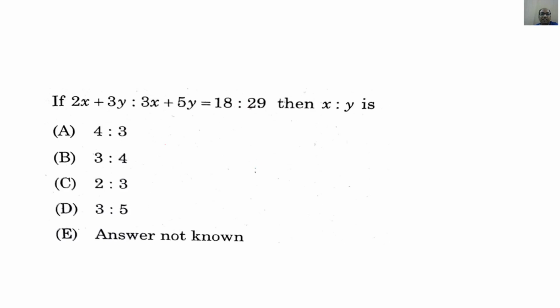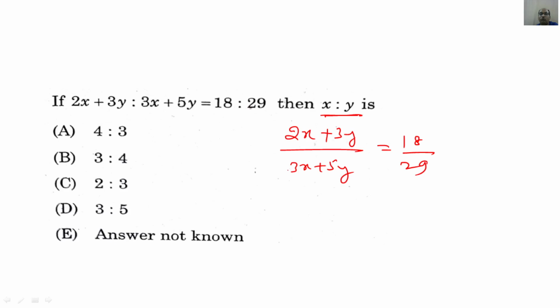Now if 2x plus 3y is to 3x plus 5y is equal to 18 is to 29, simple ratio and proportion it is there. So we can write like this: 2x plus 3y divided by 3x plus 5y is equal to 18 by 29. Now we need to find out x is to y. So we need to solve this question. So let us solve it. So 29 into 2, because this cross multiplication we will be doing. Simple linear equations in two variables, like this type of question is there.